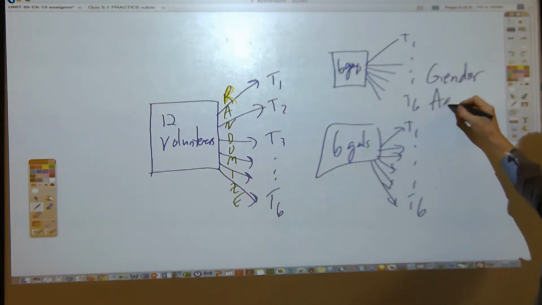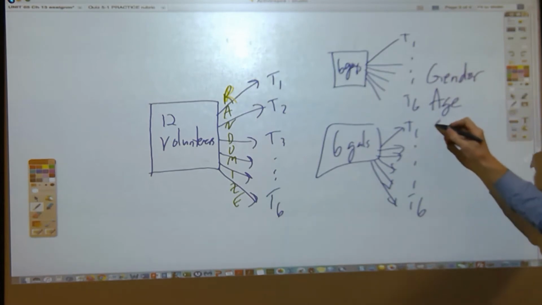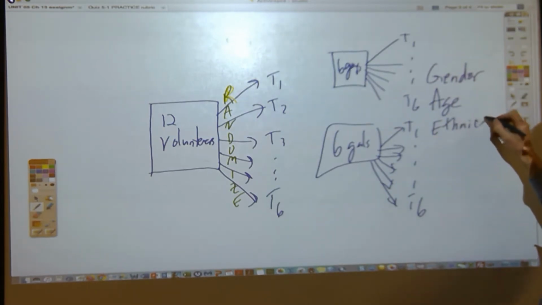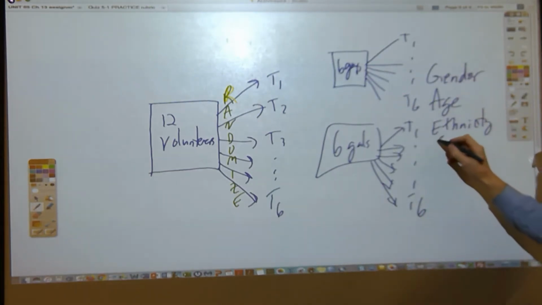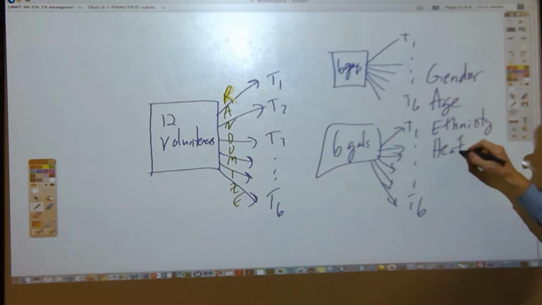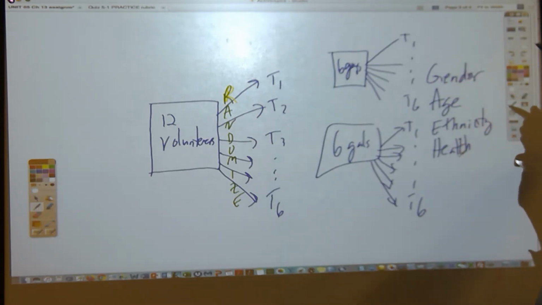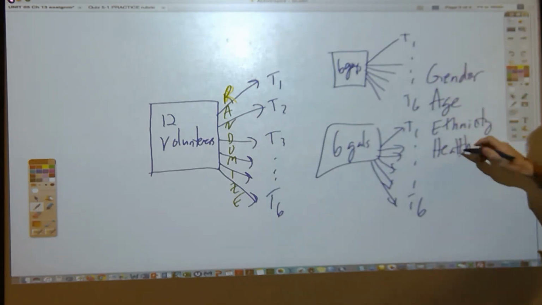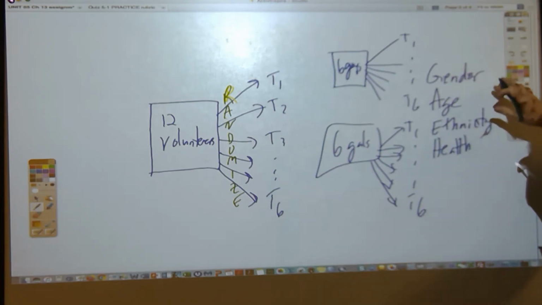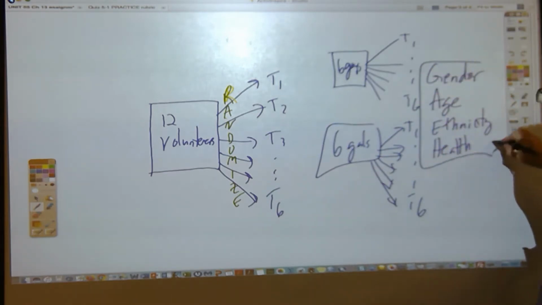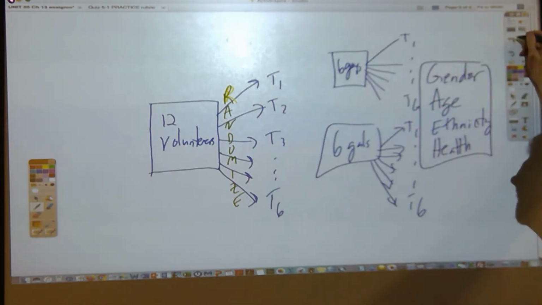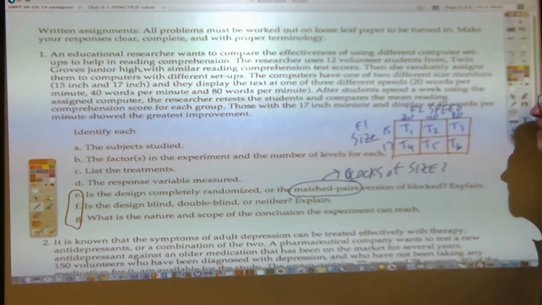We can block by age because we can't assign an age. Ethnicity, and health status, because you can't say, oh, you're going to be sick, or you're going to be someone who's taken estrogen for the past 6 months. No. So you can block by health, or medical status. So these are common blocking variables, but we didn't do that here. So that's why the answer was completely randomized. Let's go on to part F.